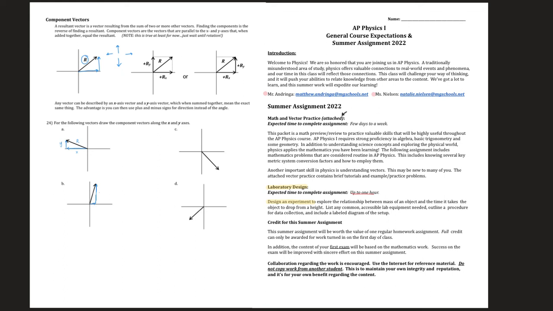And then for B, that resultant is pointing way up, a little bit to the right, so we have a little arrow to the right, we have a big arrow up. X component, y component. Okay?